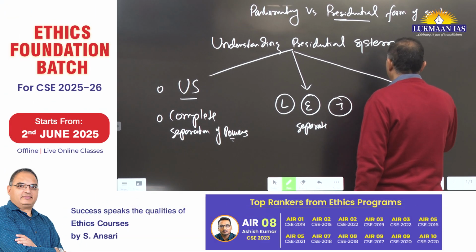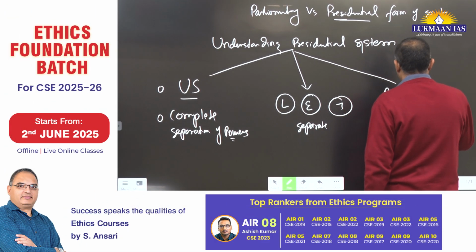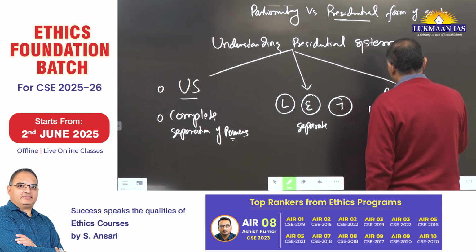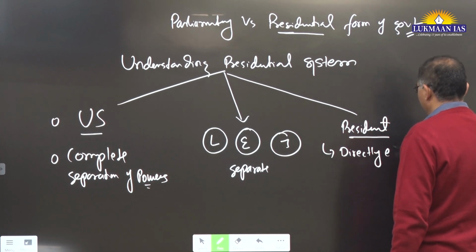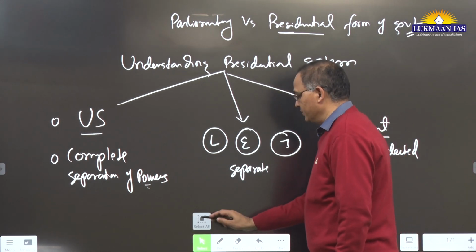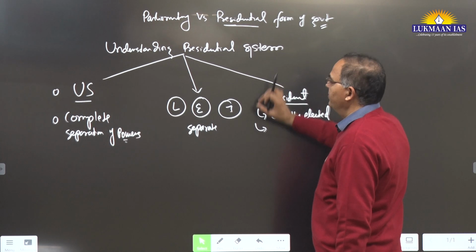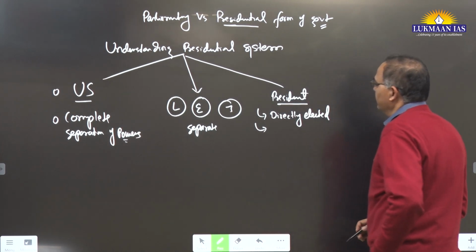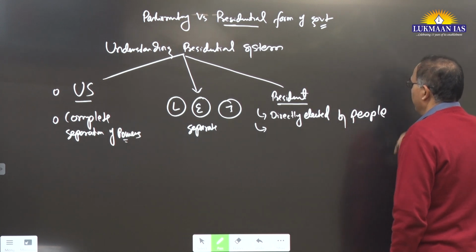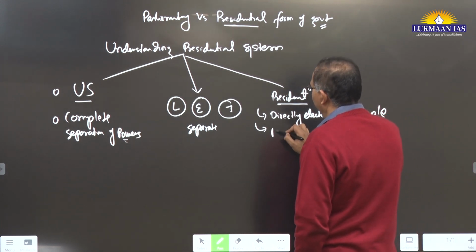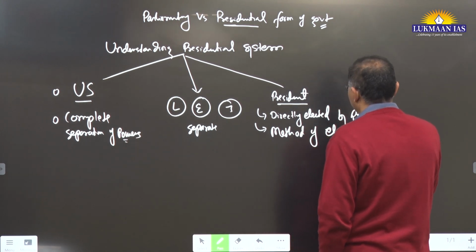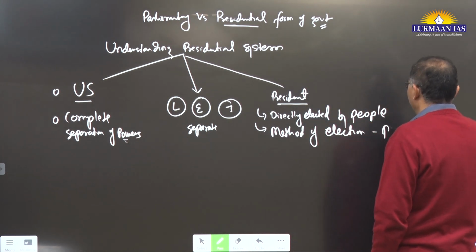Now the president is directly elected. The president will be directly elected by the people? No. People, then the method of election will be proportional representation.